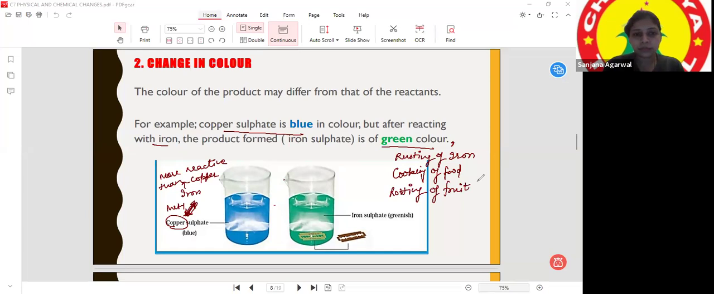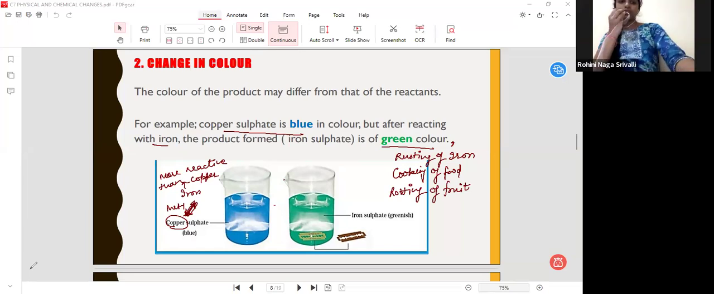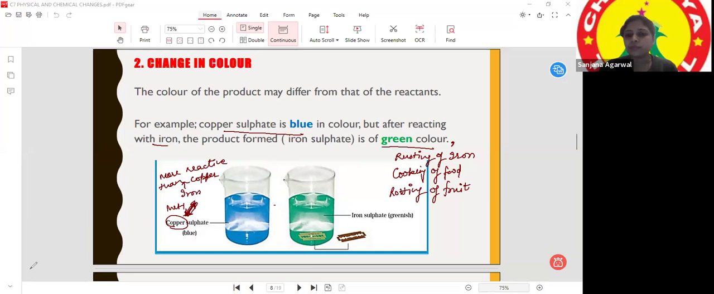Is it fine? Any more? Like ripening of fruits, sometimes we can observe a color change, no? Correct. A very good example is that of mangoes. First they appear green in color. After they have fully ripened, their color changes to orange and then yellow. Right? Ripening of fruits you can also write.